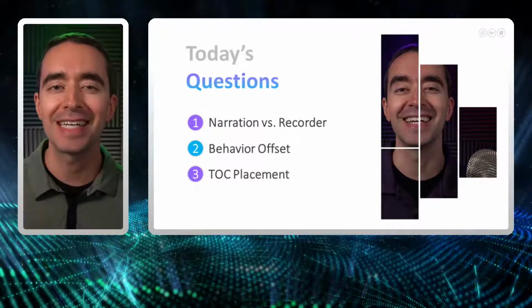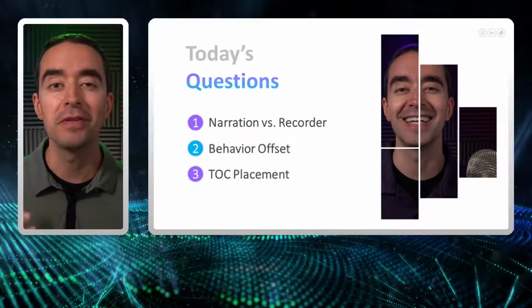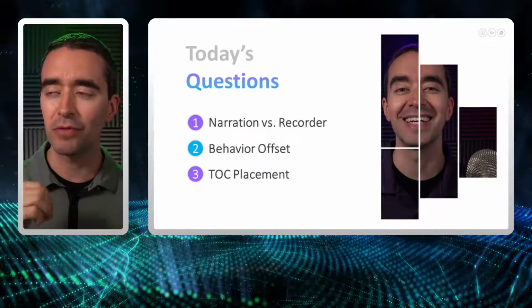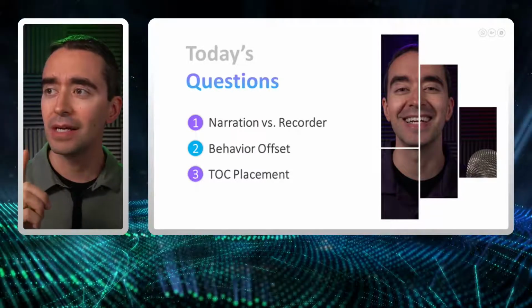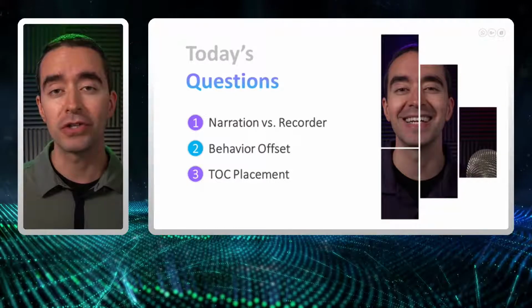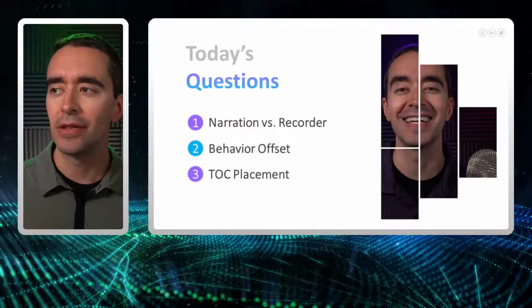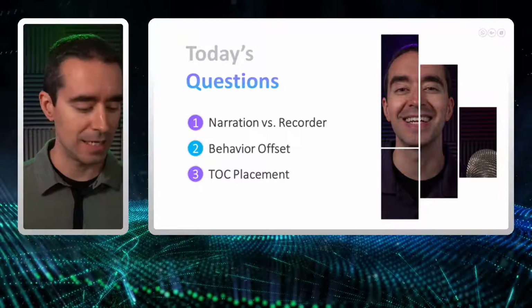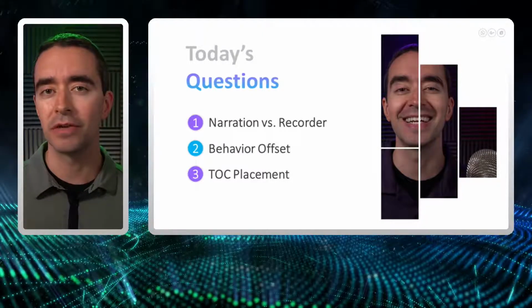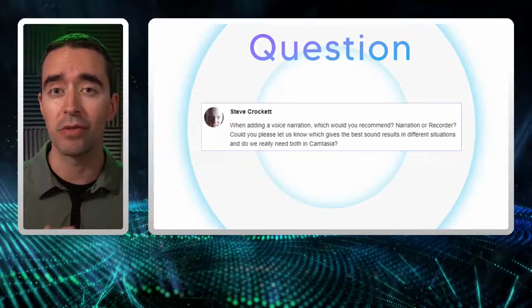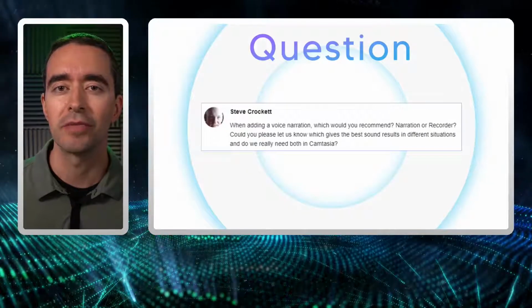So these are questions that I get throughout the week, or a few of them, and I pick and choose the ones that I want to talk about. And so today I have 3 for you. The first question is about the narration versus the recorder. The second is about the behavior offset. And the third is about the placement of a table of contents. So let's start off with that first one. And if you have questions, go ahead and throw them in the chat if you're here with me live.